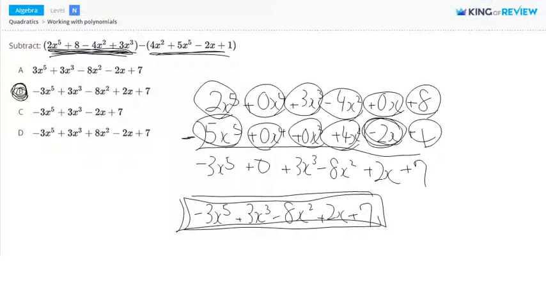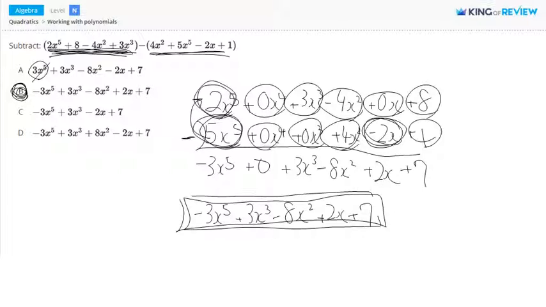Well, let's look at our other options. Option A says positive 3x to the fifth. Well, we did 2x to the fifth minus the 5x to the fifth, not the other way around. So that's why this has to be negative. This is wrong. What about C?